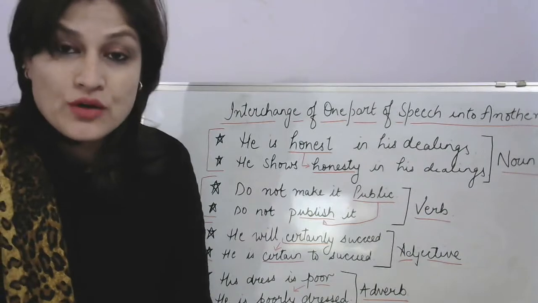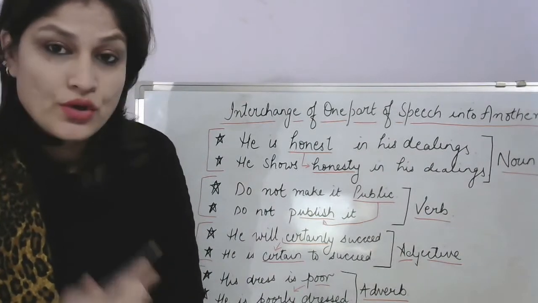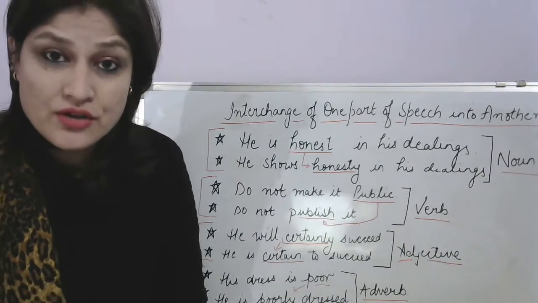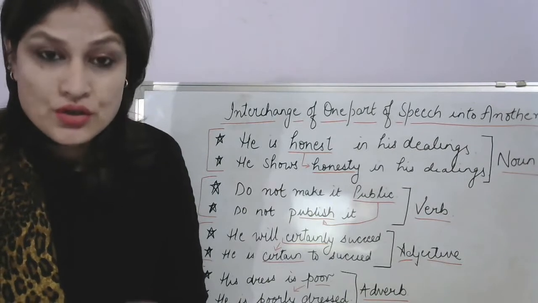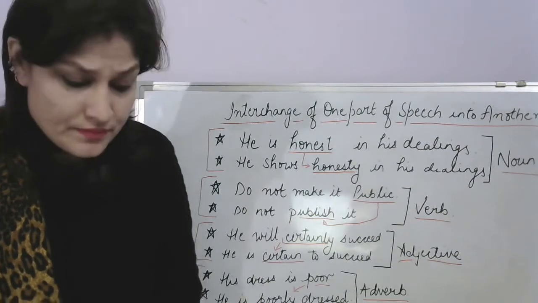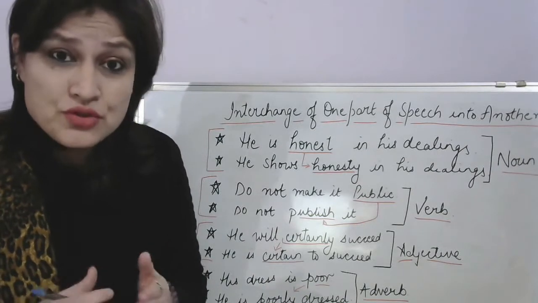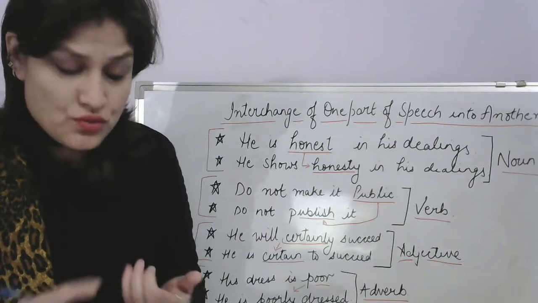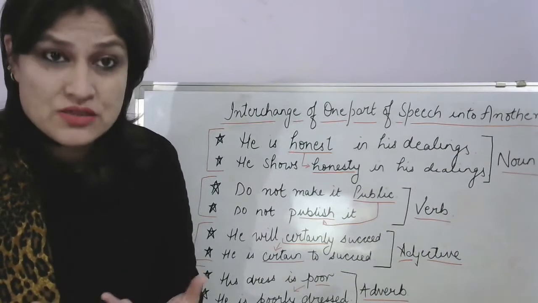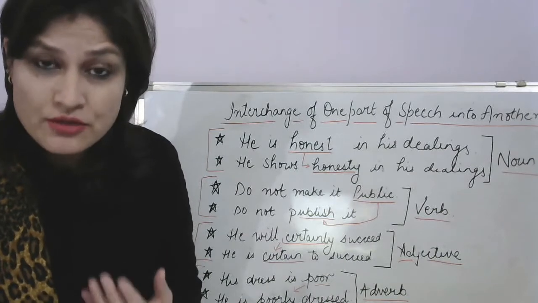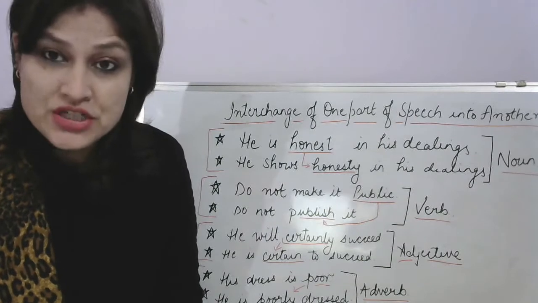Now when we talk about parts of speech, I'm sure you know that noun, pronoun, adverb, verb, adjective, all these are your parts of speech. Make sure that the base of your grammar is clear. Now what we need to do in this part of the chapter is change it into a noun or a verb or an adverb or an adjective. It depends on what the question is asking for. So let's continue. Interchange of one part of speech into another.